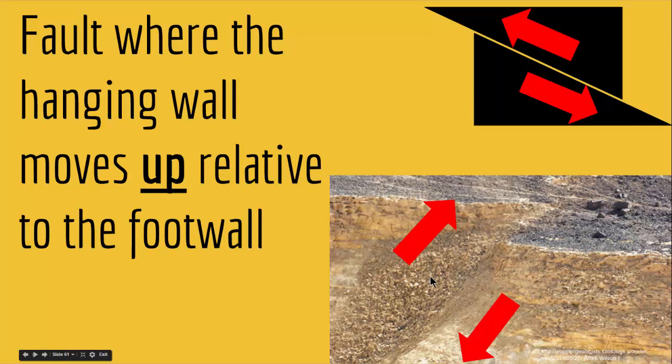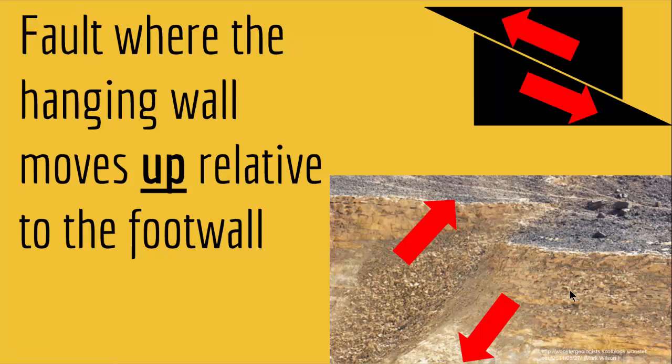So as you can see right here, this is our hanging wall, because if you stand right here, this will be over your head and this will be under your feet. So since this part went up, you see this strata went up relative to this strata since it was broken. This part went up while this part went down. Since the hanging wall went up, this is a reverse fault.